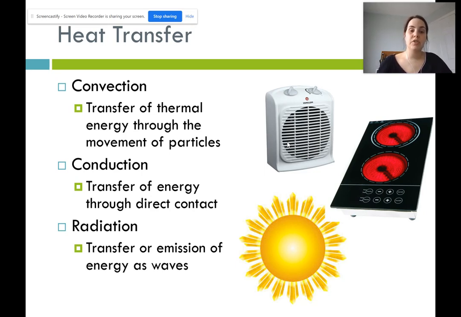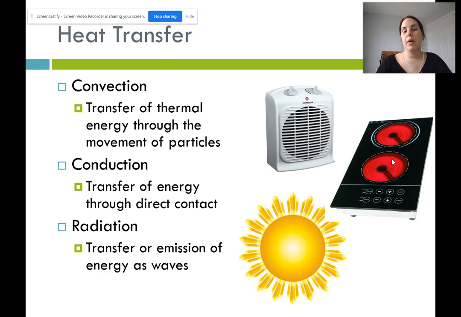Conduction is a transfer of energy through direct contact. So the difference between, say, the inside of your oven, if you have a convection oven, and the elements on your stove, this would be through direct contact. That would be conduction, not convection. Conduction is when they're in direct contact with one another.